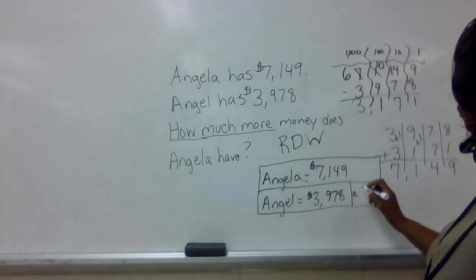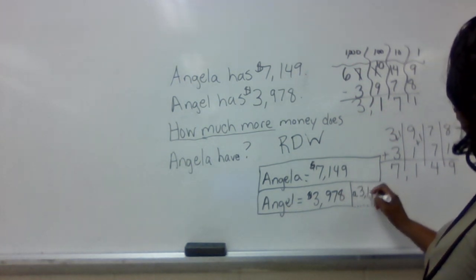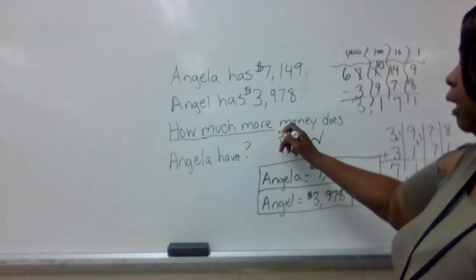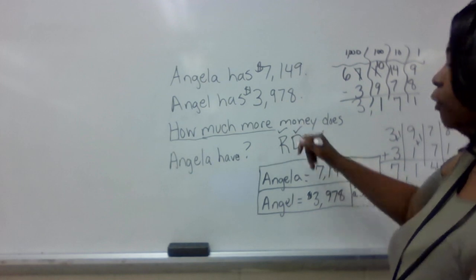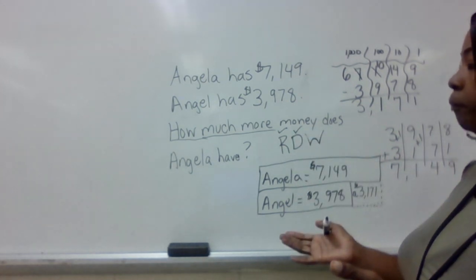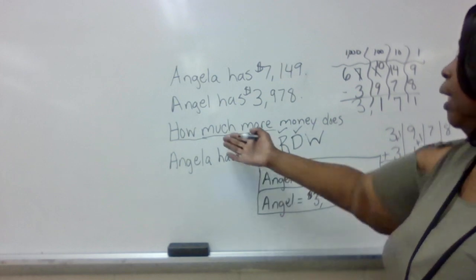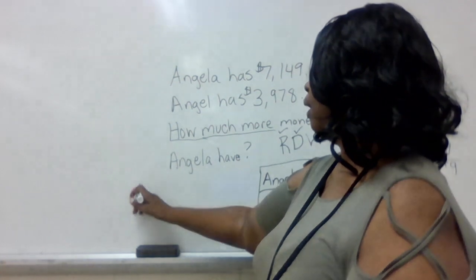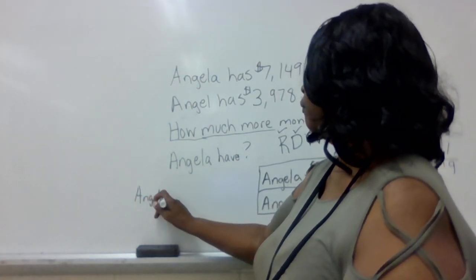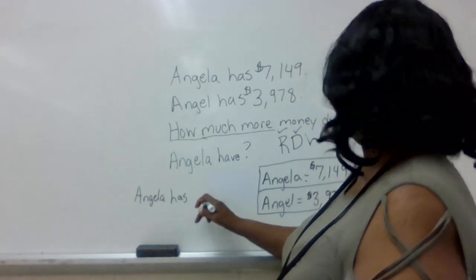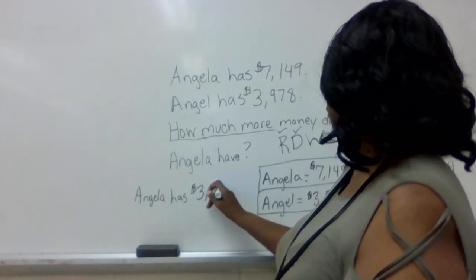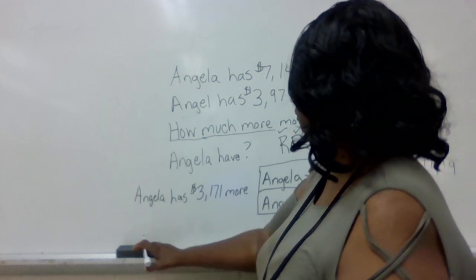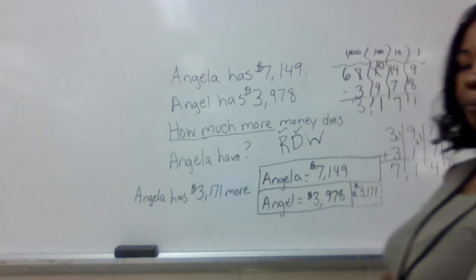So that means Angela has $3,171 more than Angel. So we're going to write our question. So we did the read. We drew it all out. Now we have to write, and we're going to restate or rephrase the question. How much more money does Angela have? And let's put it here. Angela has 3,171 more. Let's just leave it there. And there you go.